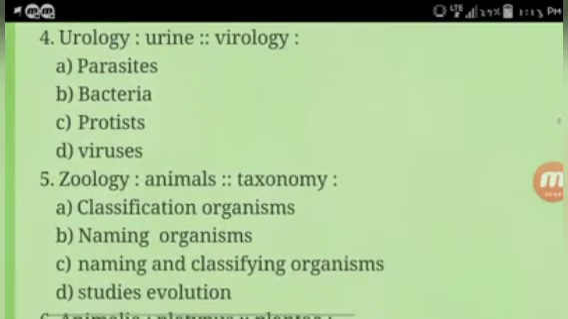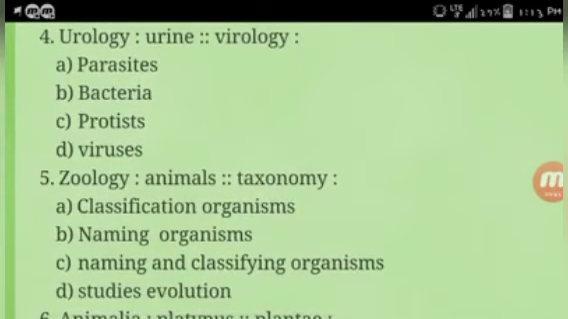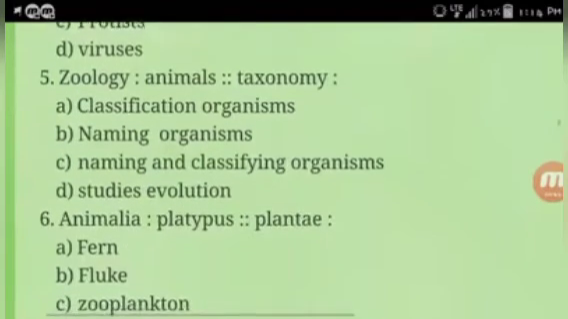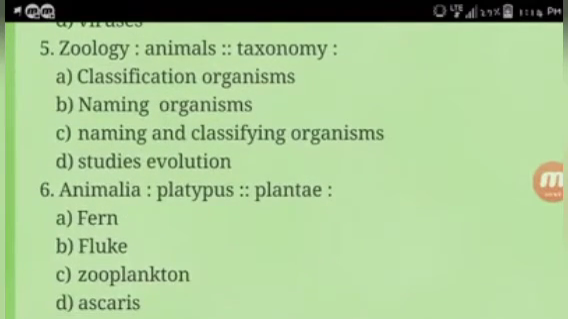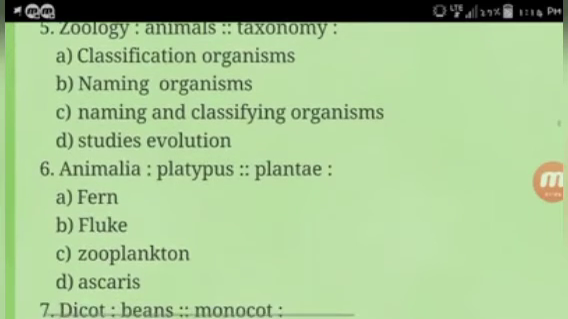Next one, urology, studies urine. And virology, that studies viruses and the diseases they cause. Letter D. Next, number 5, zoology, animals. And taxonomy, naming and classifying organisms, is letter C. And the father of taxonomy is Aristotle. During his time, he classified the organisms into 2 kingdoms, and those were Plantae and Animalia.